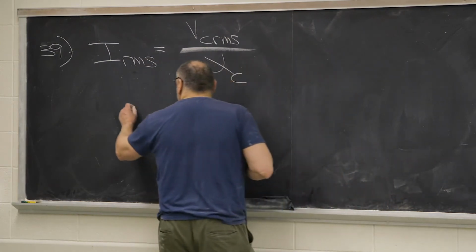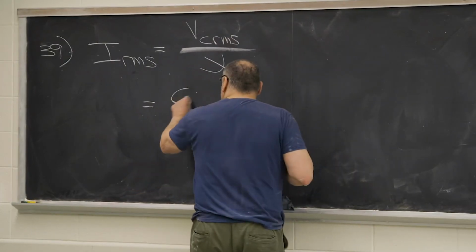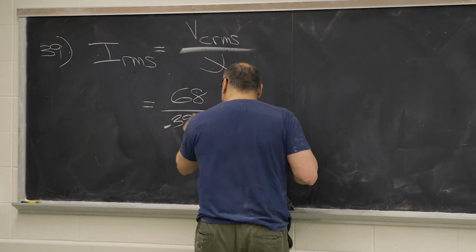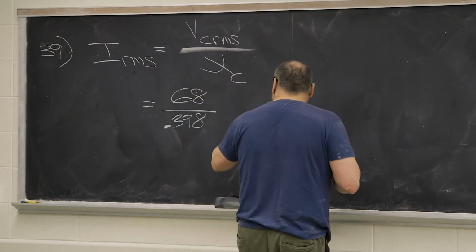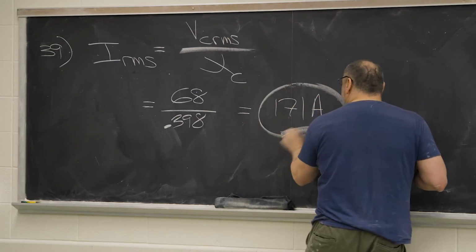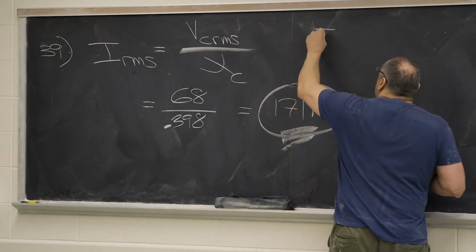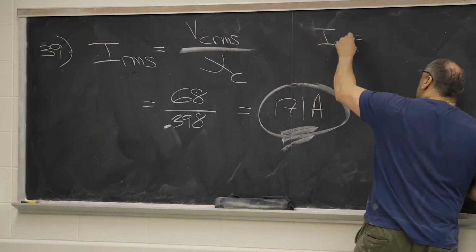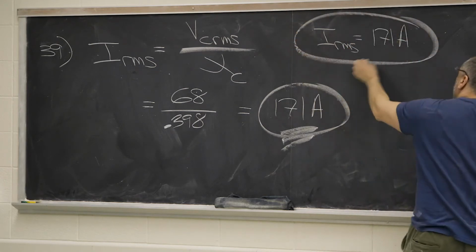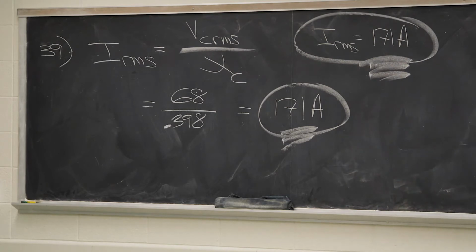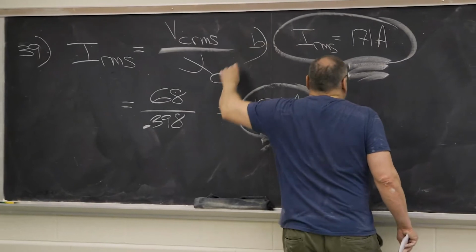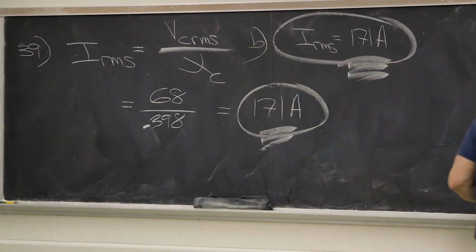We are told 68 is the voltage. We calculated this already, just now. That is the IRMS. IRMS is 171 amps. Simple as that. That's B.